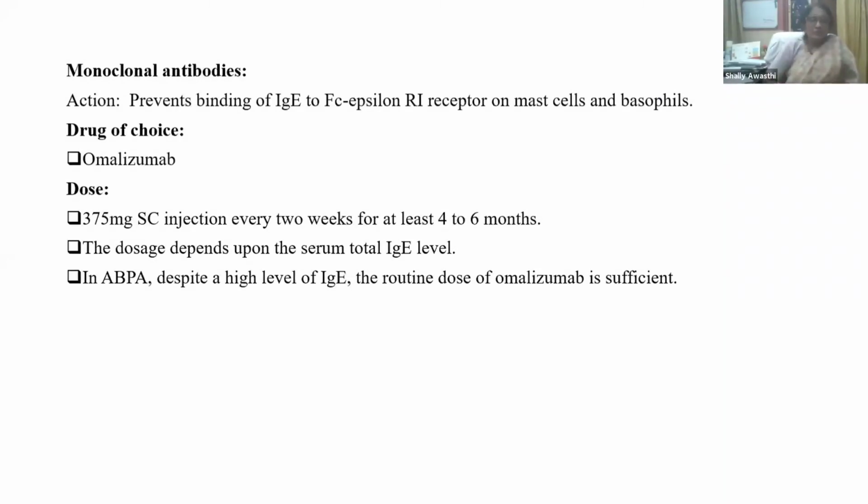Now, what about monoclonal antibodies? They prevent binding of IgE to the Fc epsilon receptors of mast cells and basophils. We know that omalizumab is there. 375 milligrams subcutaneous injection every 2 weeks for 4 to 6 weeks. The dosage depends on total serum IgE level, largely in cases of uncontrolled asthma in older children. In ABPA, despite high levels of IgE, routine dose of omalizumab is sufficient.